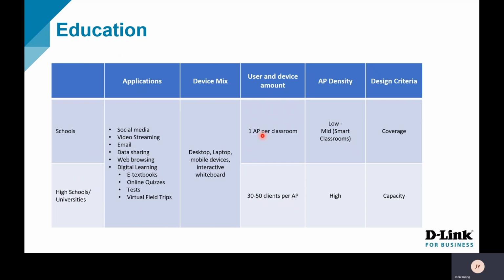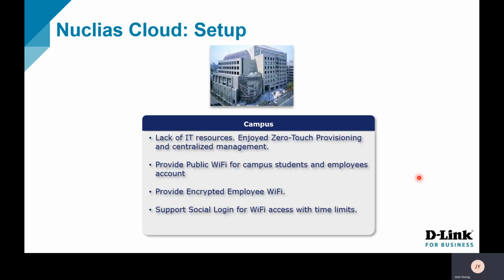But for university, the theater is very big. Target 50 clients per AP, so you need to put more APs to it. For example, if the theater has 200 students, you need to put 4 APs to handle the capacity. So the setup is very simple. The IT administrator doesn't need to set up anything. They just plug and play very easily.